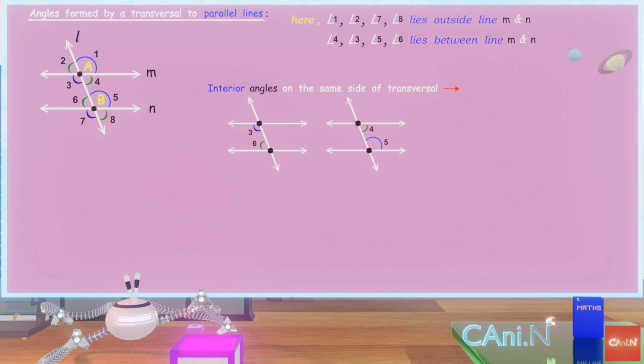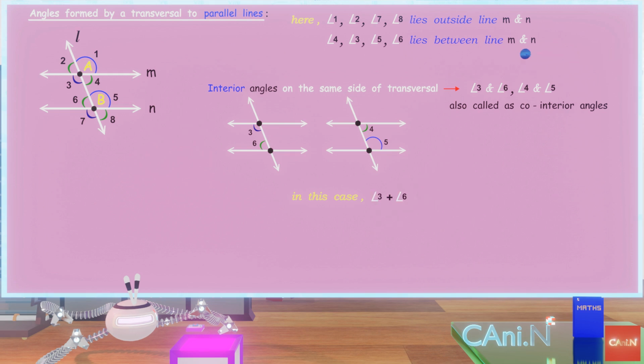Interior angles on the same side of the transversal are angles 3 and 6 and angles 4 and 5, also called co-interior angles. In the case of co-interior angles, angle 3 plus angle 6 will be equal to 180 degrees, and angle 4 plus angle 5 will be equal to 180 degrees.